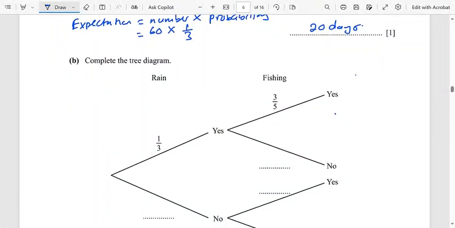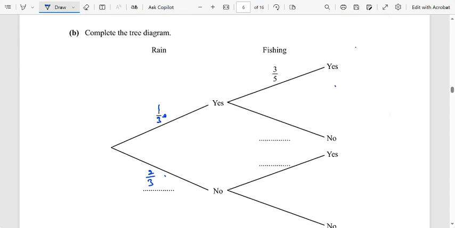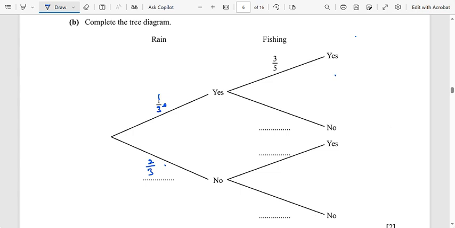Complete the tree diagram. So if the probability that it will rain is a third, that of not raining is 2/3, because remember, this probability and the other one gives me a 1. Now, the next part that I need to finish is when it rains, the probability that Amira goes for fishing is 3 over 5. So 1 minus 3 over 5 gives me 2 over 5.